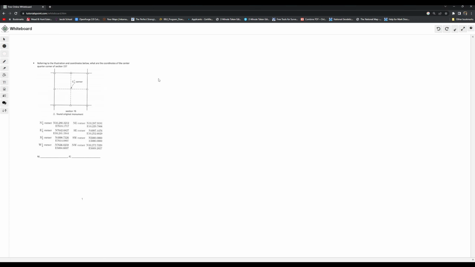All right. So for the center quarter corner, the thing that I kept reading was saying things about the protraction or proration, whichever the word was, but essentially you need to have the north quarter corner, the east quarter corner, the south quarter corner, and the west quarter corner, and you need those to intersect.